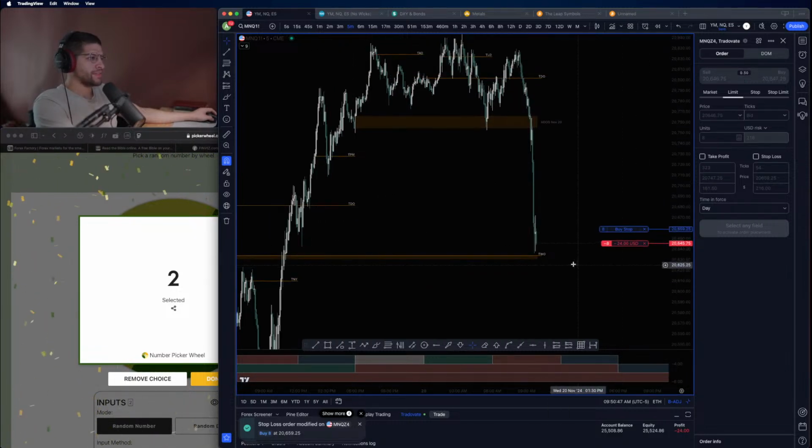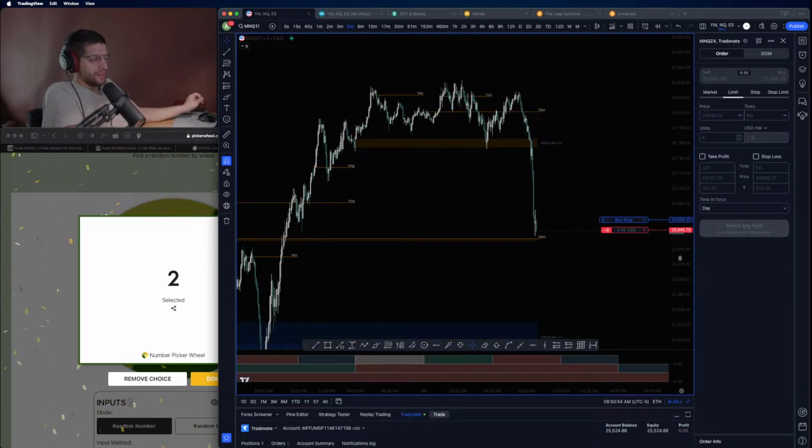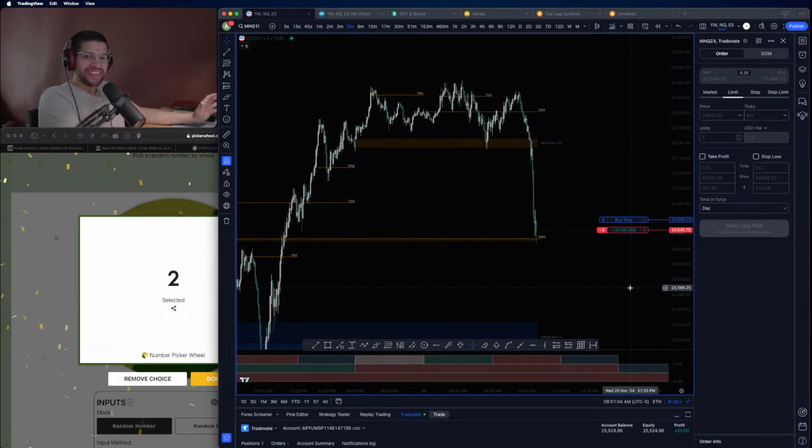Sick. If this continues lower, which could 100% continue lower, I'm gonna be pretty mad. Because I would have sold here anyways with a stop loss up here. No, this is going lower. No, we're making more money. We don't want that. We want to lose money.